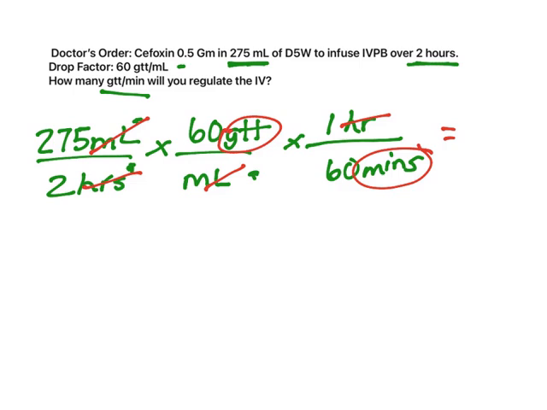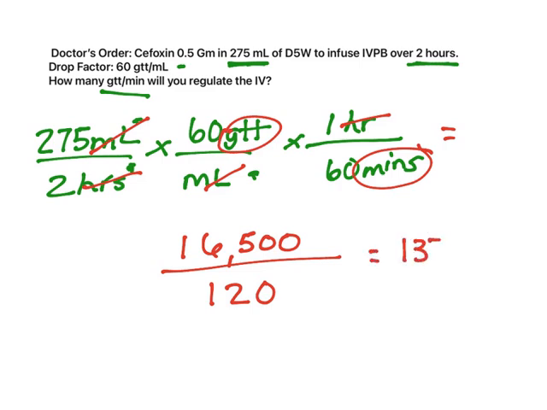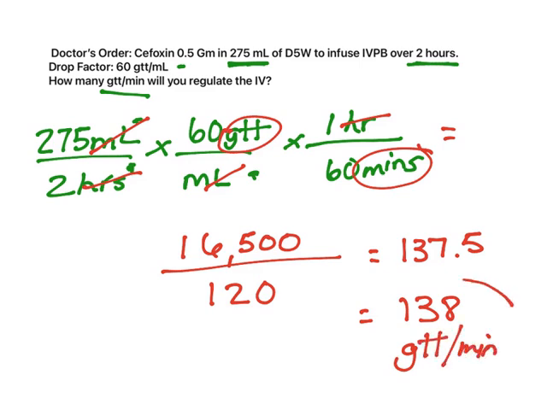So now all we have to do is multiply straight across the top and straight across the bottom. So we're going to do 275 times 60, and that's going to give us 16,500. And then we got 2 hours times 60. So 2 times 60, that's 120. So we're going to do 16,500 divided by 120. And that's going to give us 137.5. So remember, we can't give 0.5 of a drop, so we're going to round to the nearest whole number. So that's going to give us 138 GTTs per minute.